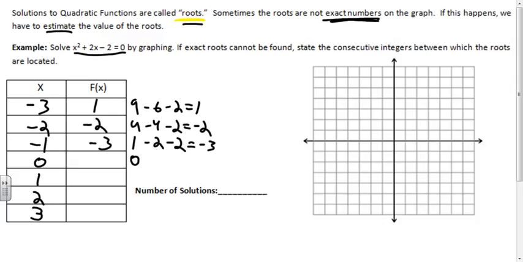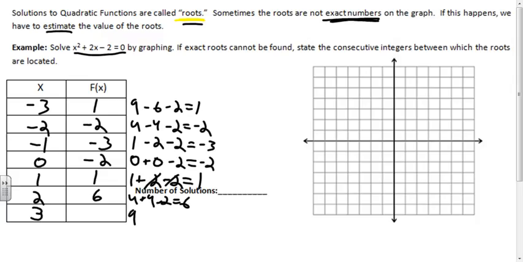0 squared plus 2 times 0 is 0, minus a 2. We're back to a negative 2 there. 1 squared is 1, plus 2 times 1 is 2, and minus a 2. These ones cross out, and we're left with just 1. 2 squared is 4, plus 2 times 2 is 4, minus 2. We have 6. 3 squared is 9, plus 2 times 3 is 6, minus 2. And we get 13. Now in this case, looks like this one's going to be off the chart, so we don't need to use that one.